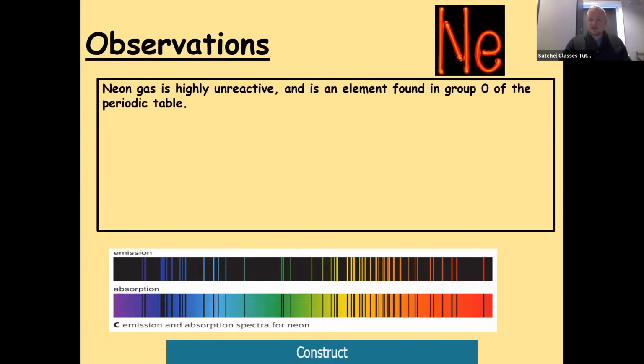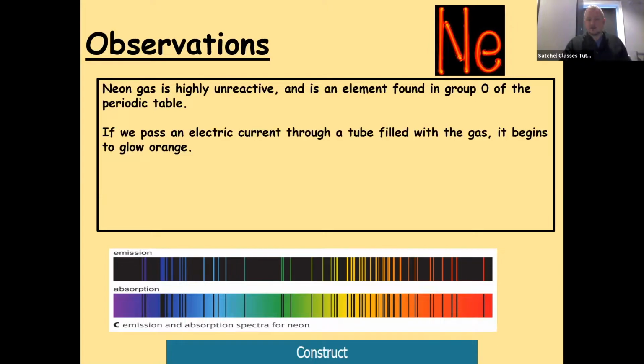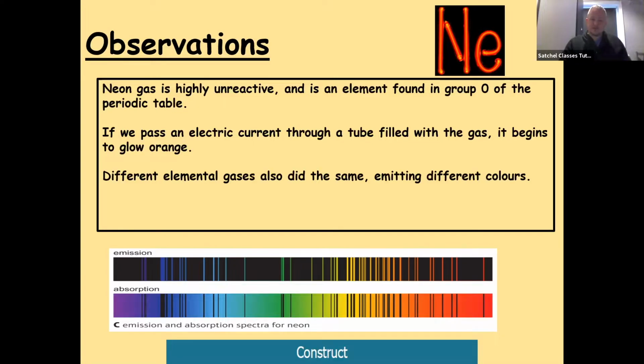Neon gas is an element from group 0 of the periodic table. It's also known as a noble gas. It's highly unreactive, and if we pass an electric current through it, it begins to glow orange. Different elemental gases also did the same, emitting different colors of visible light.